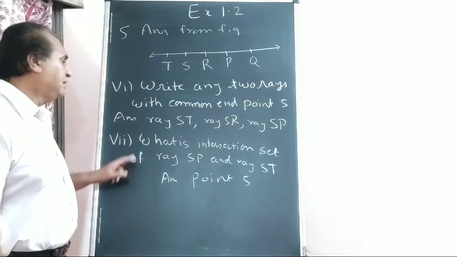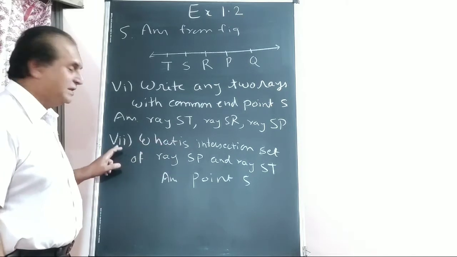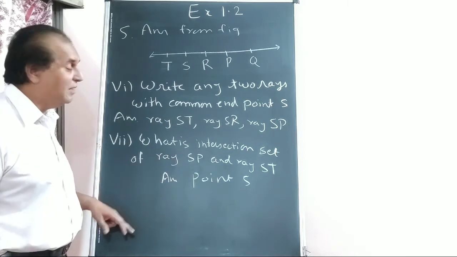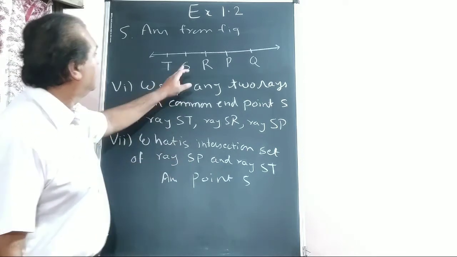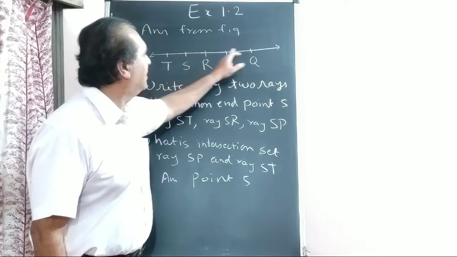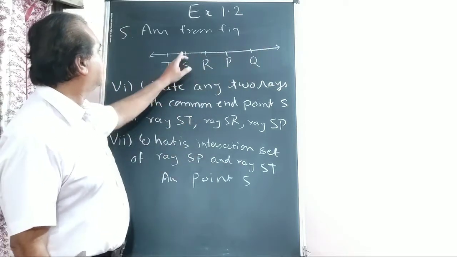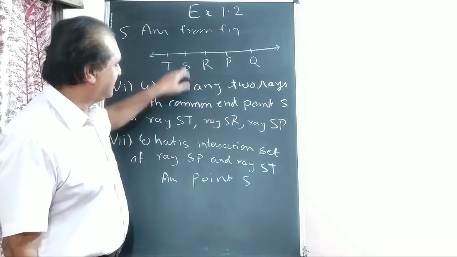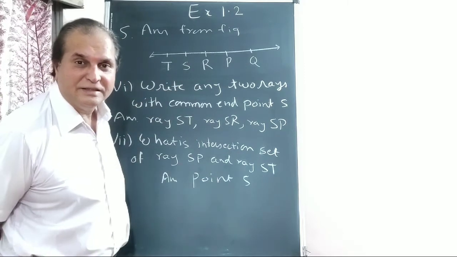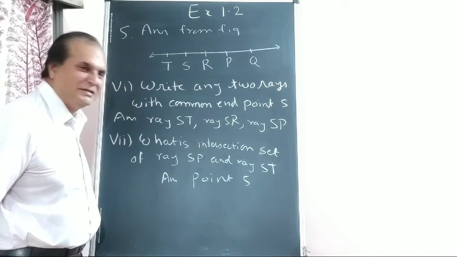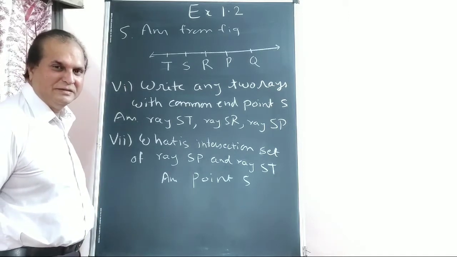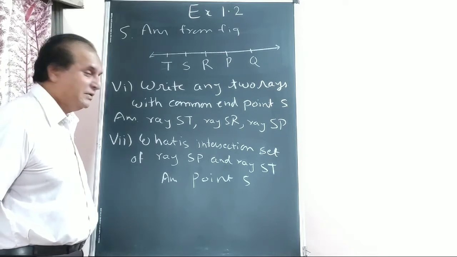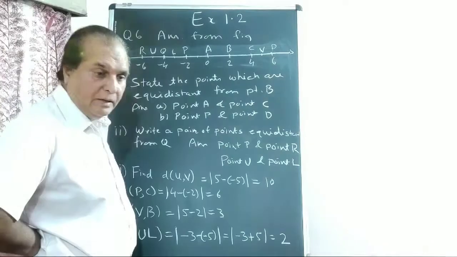Question number 7. What is the intersection set of ray SP and ray ST? Intersection set, that is common. Ray SP starts from here up to the end. Ray ST starts from here up to the end. So what is common? Nothing, just point S is the intersection set. Understood? Any doubt, you ask me. We'll go ahead.